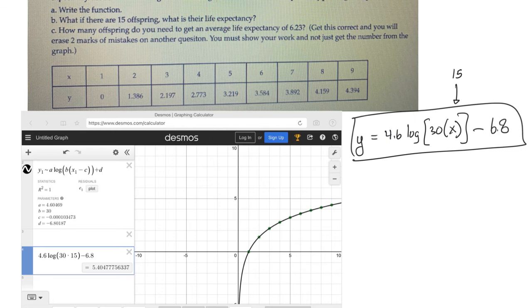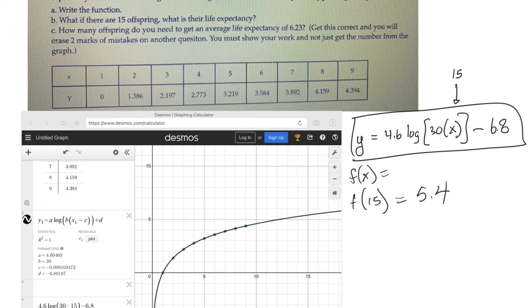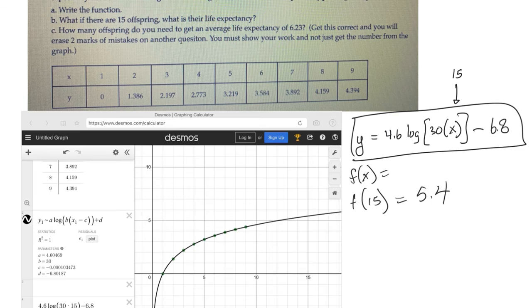I guess I could have written a function like this: f of x is equal to that stuff. So if I set f of 15, that comes out to 5.4. Then they said, how many offspring do you need to get an average life expectancy of 6.23? So 6.23 is a little bit bigger. What I could do, and they tell me not on the graph there, is to figure out what that would be. They're wanting y to be 6.23.